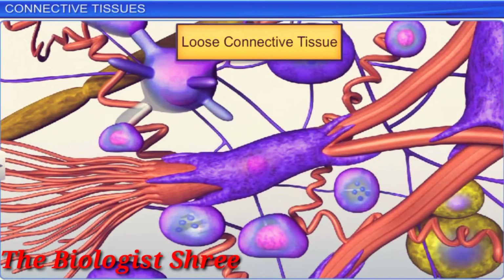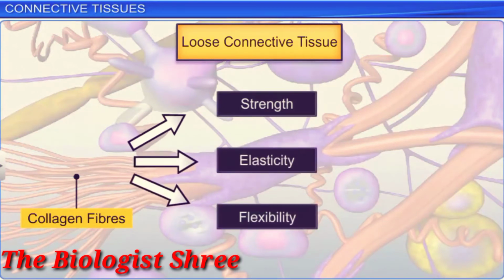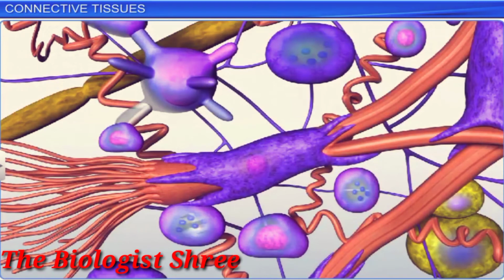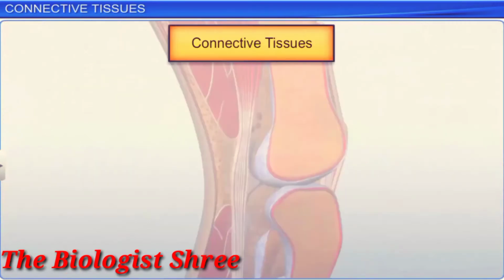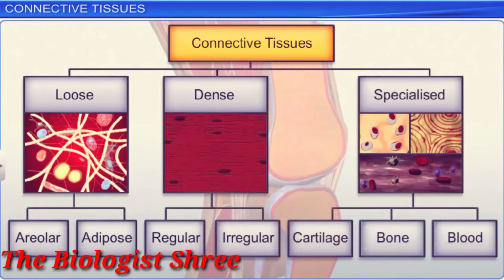Except for blood, the cells of connective tissue secrete collagen fibers, which are made of protein. These fibers provide strength, elasticity, and flexibility to the tissue. The cells of connective tissue also secrete modified polysaccharides, which accumulate between the cells and fibers and serve as a matrix or ground substance. Connective tissues are categorized into three types: loose connective, dense connective, and specialized connective.